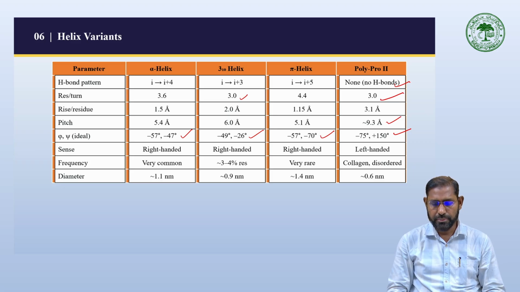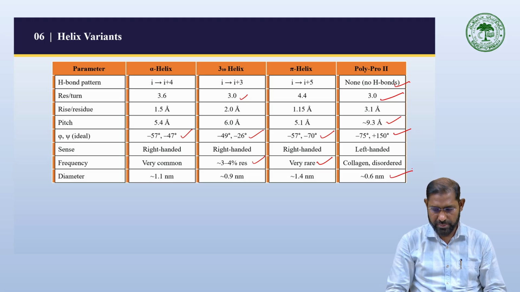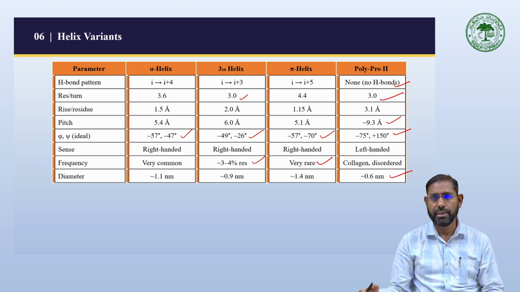Frequency: the alpha helix is very common. The 310 helix is rare, about 3.5% of residues, and the pi helix is very rare. Polyproline is mainly in collagen, and it is very disordered in nature. The diameter is 1.1 nanometers for the alpha helix, 0.9 for the 310 helix, 1.4 for the pi helix, and 0.6 nanometers for polyproline. So the alpha helix is very common, the pi helix is very rare, the 310 is hardly 3.4%, and polyproline is in collagen, disordered.